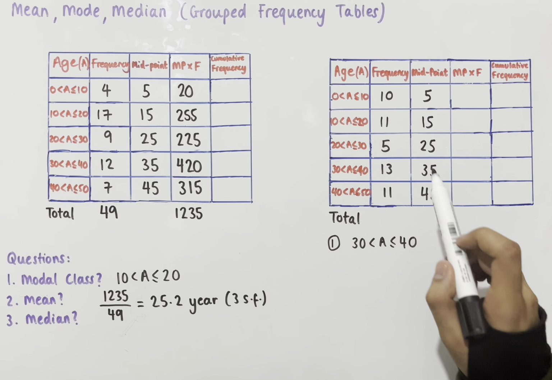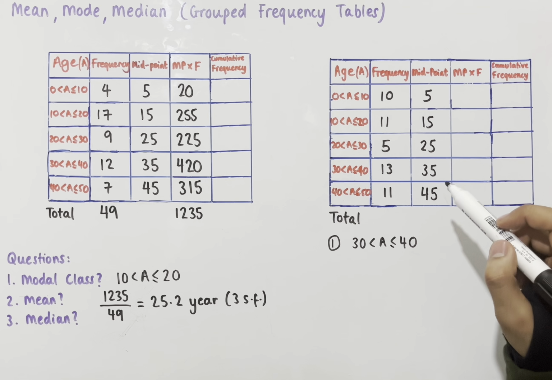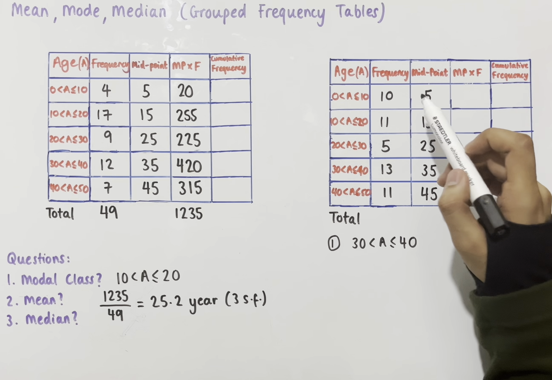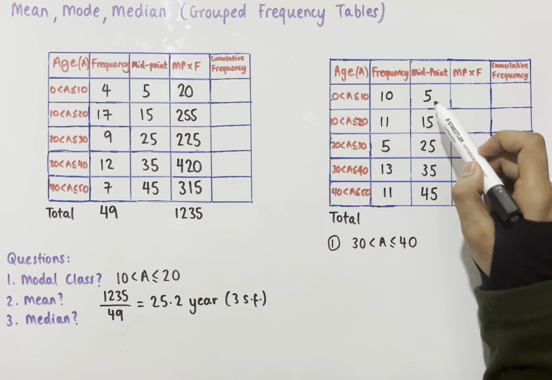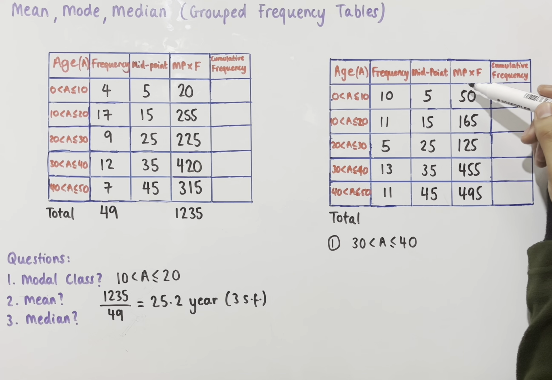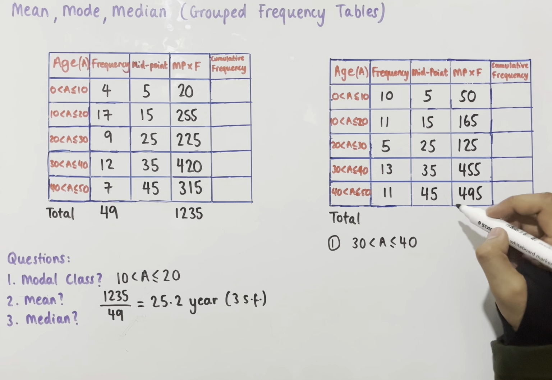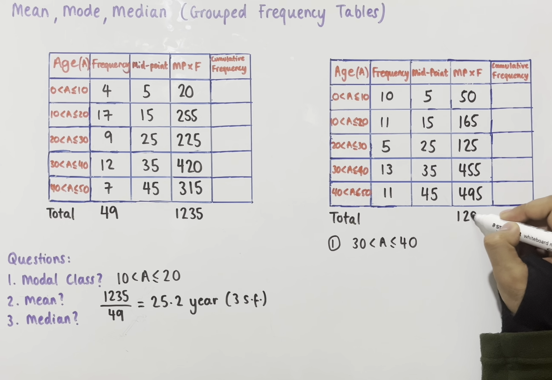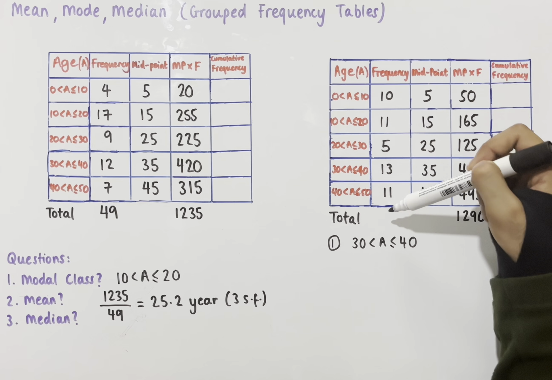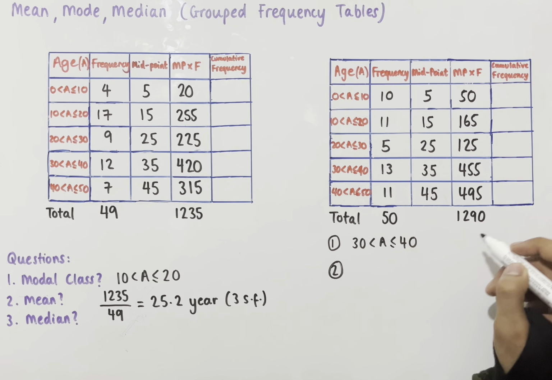So using the same approach, we're going to work out the mean for this grouped frequency table as well. Again, we're going to take the frequency and multiply by each of the midpoints here. And so we need to work out the total age of everyone, which is all of these numbers added together in the column for midpoint times frequency. So that's equal to 1,290. And then we need to divide by the total number of people, which in this case is the total frequency, which is 50.